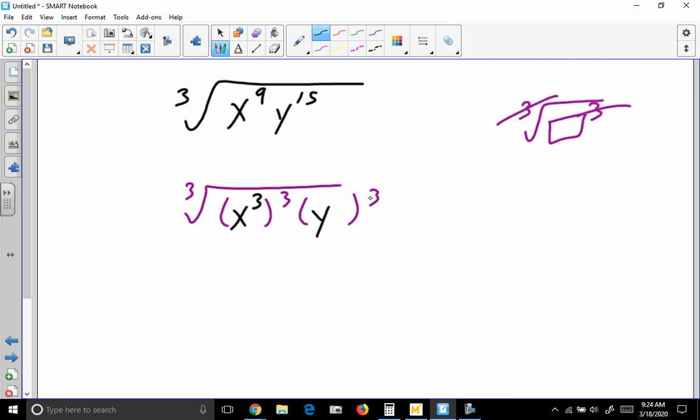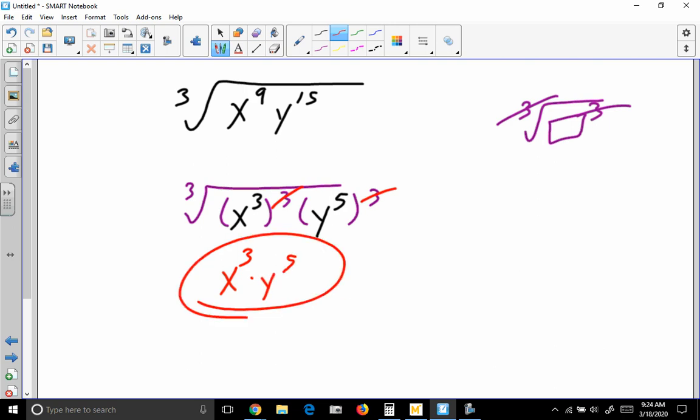These have to multiply to make 15, so 3 times what makes 15? Well, 3 times 5. So when we take the cube root of this, that 3 and that 3 cancel, leaving us x cubed. We take the cube root of this one, that 3 and that 3 cancel, leaving us y to the 5th. Very good.